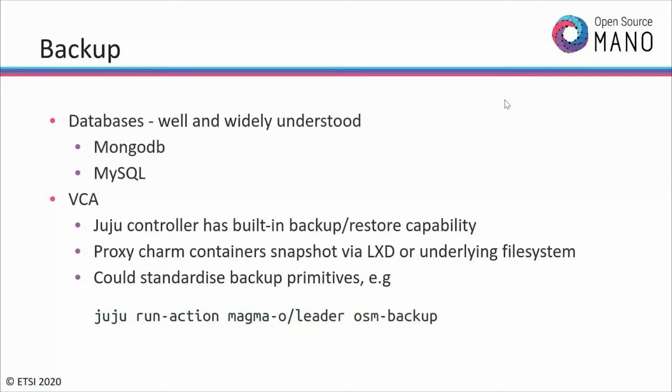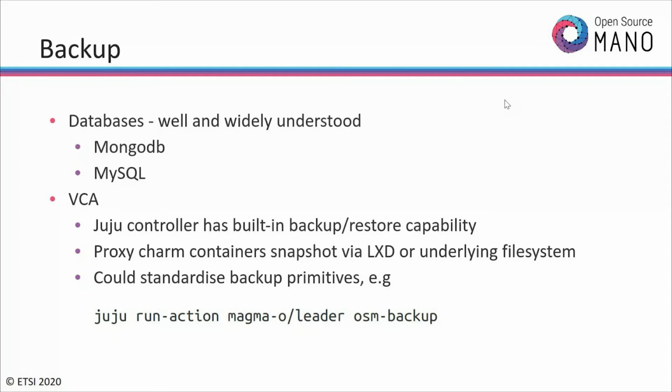Essentially, the charms contain actions to handle the backup easily, so you don't need to go inside the containers to run a series of commands or scripts to do the backup or the restore, which is quite nice. Also, for the proxy charms, you could do a snapshot of their containers via the LXD or using the underlying file system, which in that case is ZFS. So these two first points are quite good: the fact that we can handle backup and restore of both the Juju controller and of the proxy charms out of the box right now using the VCA capabilities.